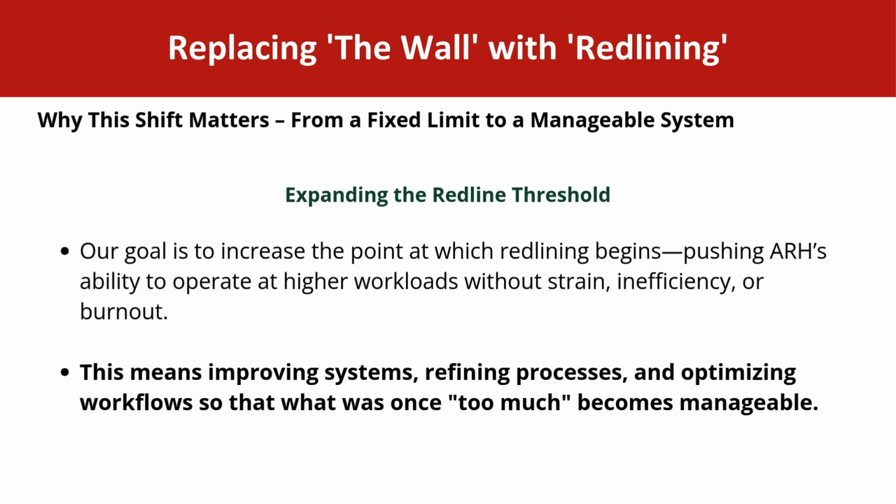Why this shift matters: from a fixed limit to a manageable system, expanding the redline threshold. Our goal is to increase the point at which redlining begins, pushing ARH's ability to operate at higher workloads without strain, inefficiency, or burnout. This means improving systems, refining processes, and optimizing workflows so that what was once too much becomes manageable.